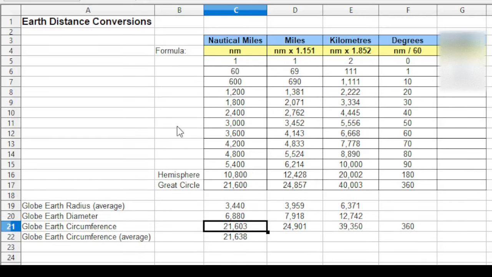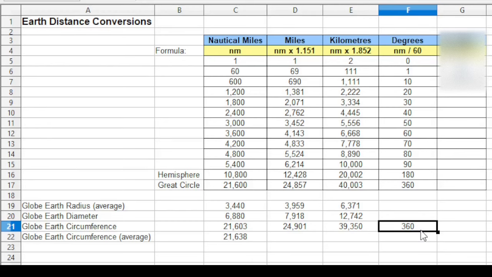So again, keep in mind that these distances are measured across a level surface, and then they are converted into degrees to assume that they are part of a curved surface, equating to 360 degrees. So now let's get back to the whiteboard and see how this all works.